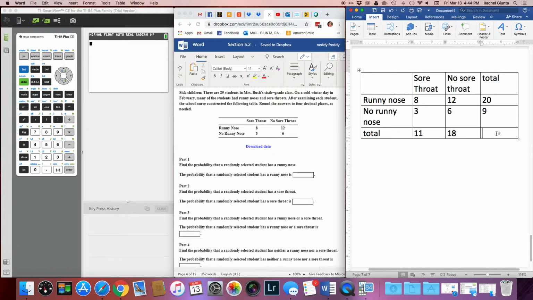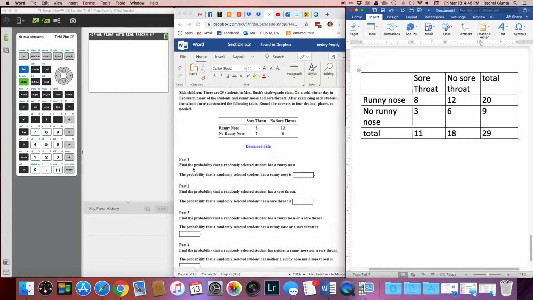We could get the total in either direction and it should add up the same. 11 plus 18 is 29. And also 20 plus 9 is 29. Got the same total both directions. That's good. And that also matches how many total students there are supposed to be according to the problem here.